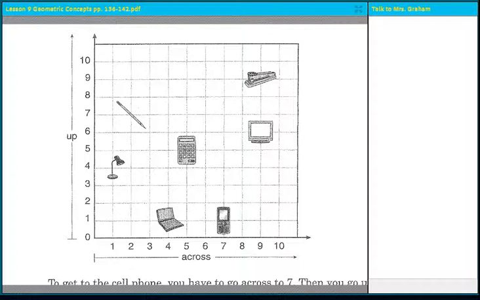Let's do one last one and then we'll be good for today. Let's do the pencil. You know you want a pencil. It's a really cool pencil. Where's the pencil at? Type it in the text chat for me.